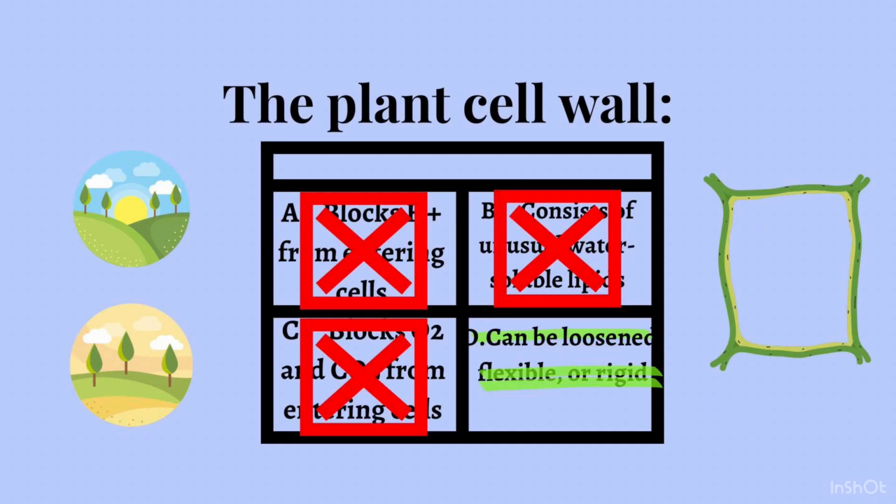So in conclusion, the plant cell wall can be loosened, flexible, or rigid due to the combination of its composition and presence of various hydrophilic and hydrophobic polysaccharides or complex carbohydrates, as I stated before, as well as environmental factors like drought.